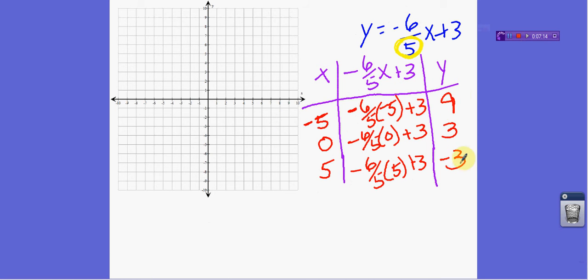Hopefully you see this pattern for the y's. We start at 9. We go down 6. Take away 6 and we're at 3. Take away 6 more, we're at negative 3. So we're taking away 6 each time in our chart here.